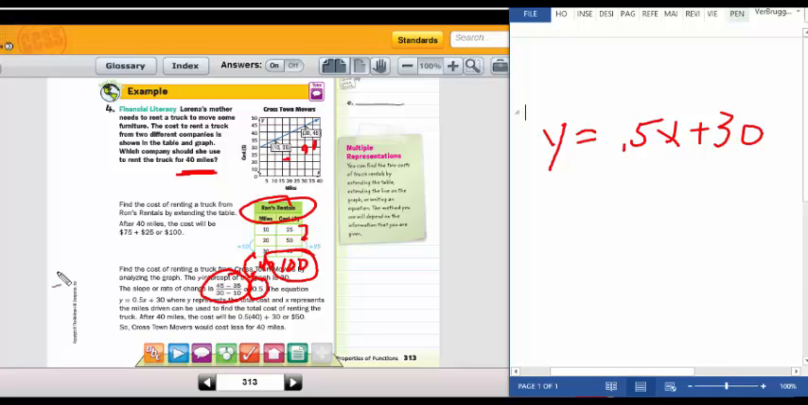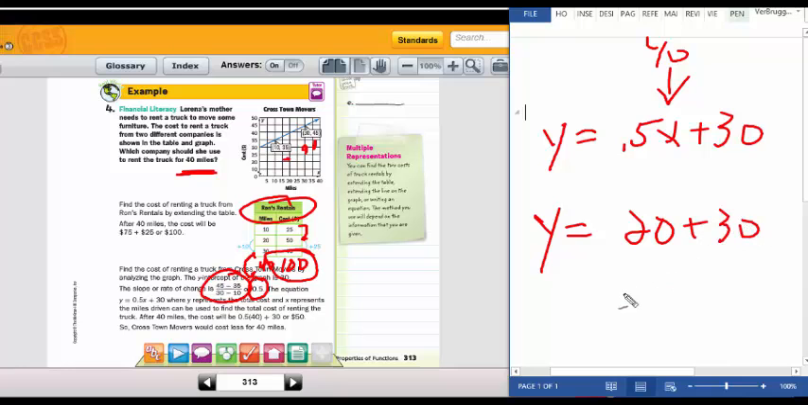It can be used to find the total cost of renting a truck for 40 miles. So we're going to put 40 miles in here. So basically we're talking about y equals 1/2 of 40, so that would be 20, plus 30. We have a $50 rental fee. For this one here would be 50, and this one here is 100. So Crosstown Movers would cost less for 40 miles.